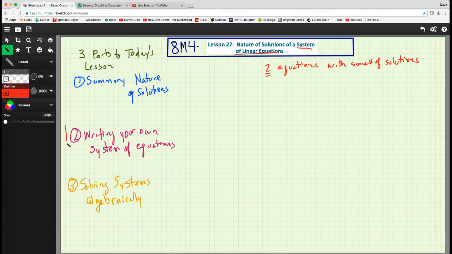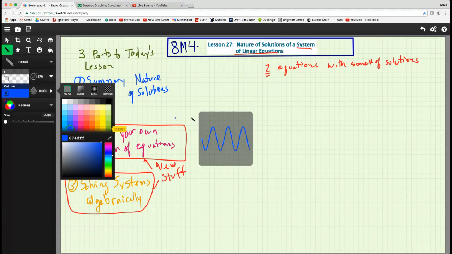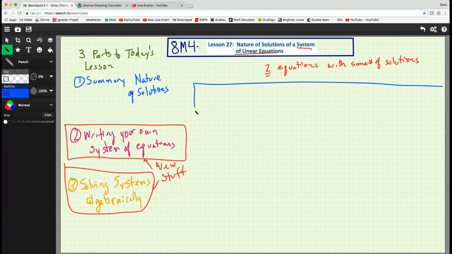Again, these are the two things that are also being taught today. This is really actually the meat of the lesson. This is the new stuff, and we'll get to that in the later slides. On this slide, we're going to lay down this summary of the nature of solutions, just so you can see the summary of where we've been. If you want, just fast forward to the final picture. I'm going to have a little picture over here, and it's going to summarize what we've been learning.